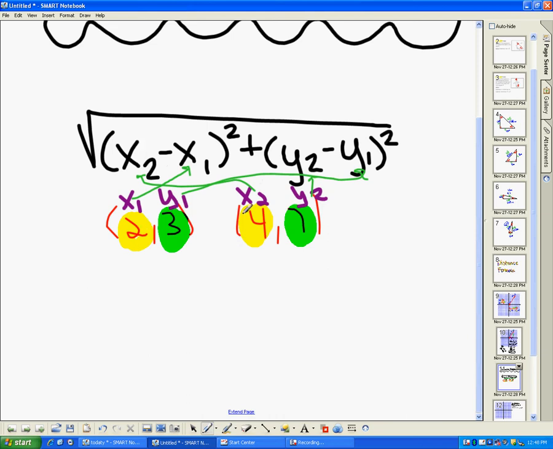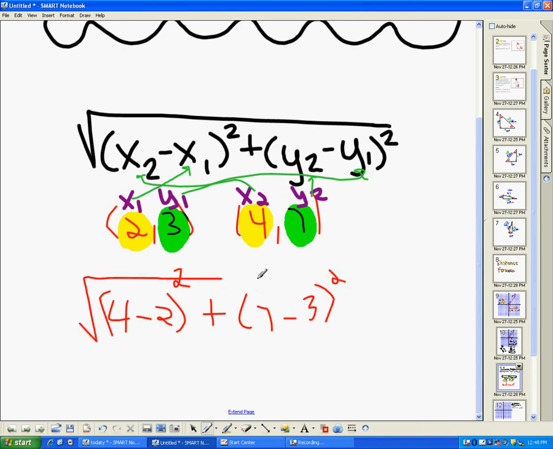Okay, so we said x2 is 4 minus x1, which is 2. And all of that, we're going to take that difference and square it, and add that to our y2, which is 7, minus our y1, which is 3, and then we square that. But we're going to take the square root of all of that.